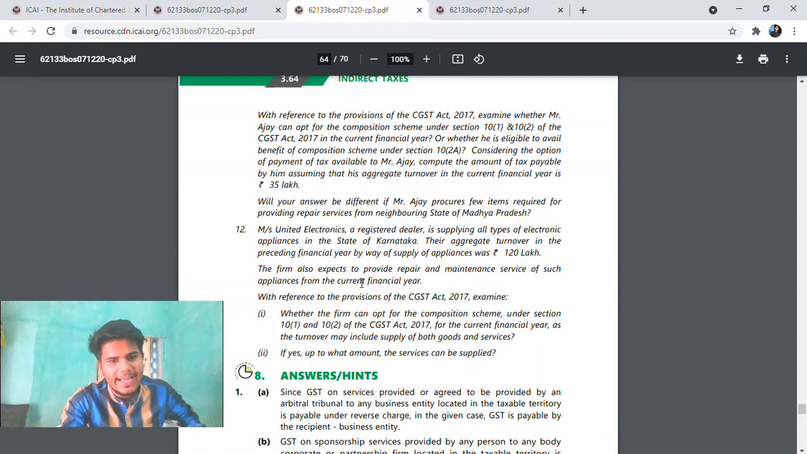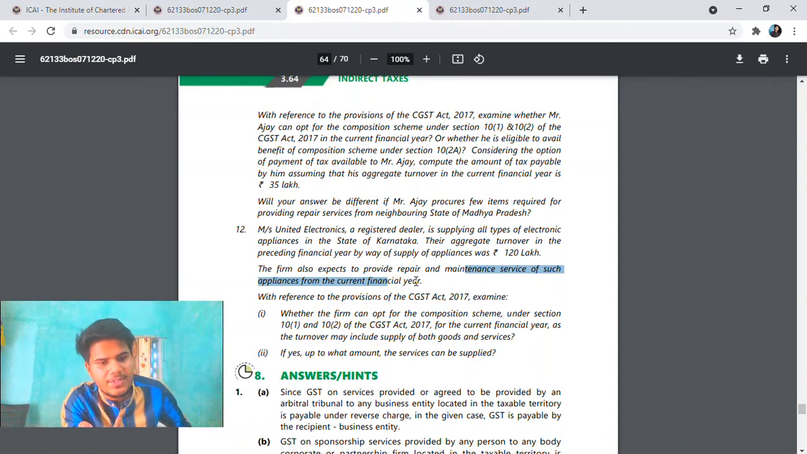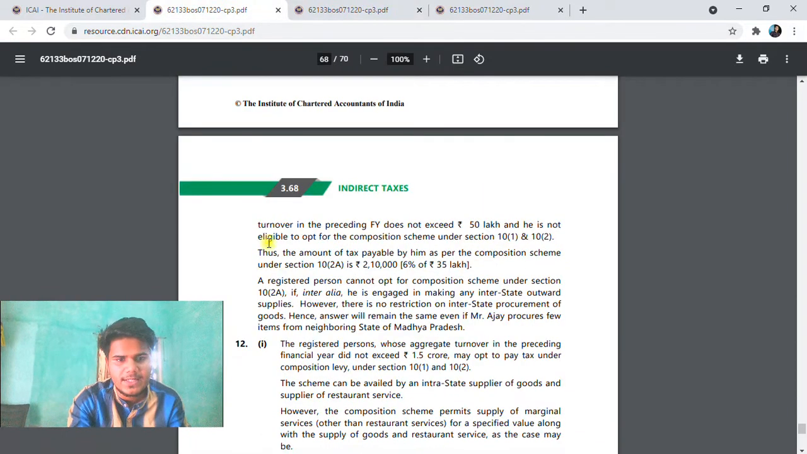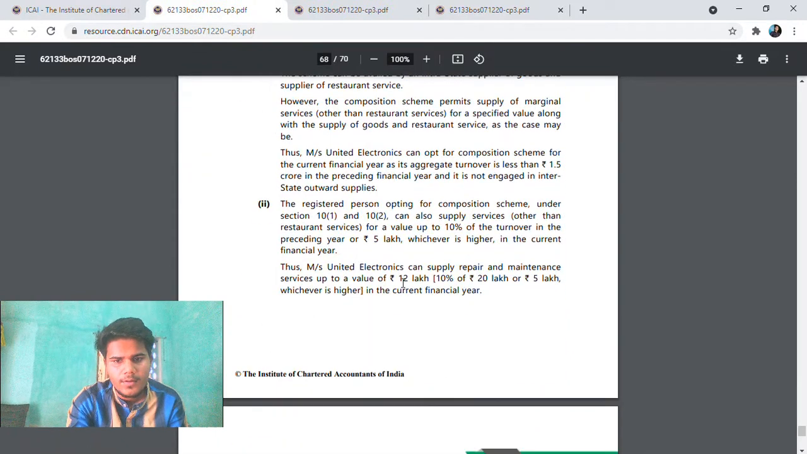Okay. So here aggregate turnover in the preceding year is 120 lakh, so it is eligible for the composition scheme, and it also provides repair and maintenance service. So it can provide, but there is a limit: it can provide the service limited to 10% of aggregate turnover during the preceding financial year or 5 lakh, whichever is higher. So here preceding financial year turnover is 120 lakh rupees, so 10% means 12 lakh rupees, or 5 lakh rupees, whichever is higher, 12 lakh rupees. So it can provide repair and maintenance service up to 12 lakh rupees. So it can provide both goods and services. What amount of service can be supplied? 12 lakh rupees. Okay.